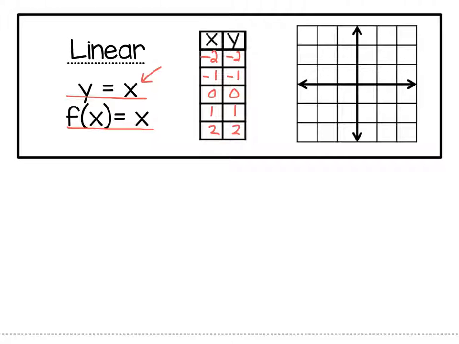And so now we can take that information and plot those points over here. So -2, -2; -1, -1; 0, 0; 1, 1; 2, 2. And we see we have this nice straight line through the origin. And the origin is a key piece of information when we're dealing with parent functions.